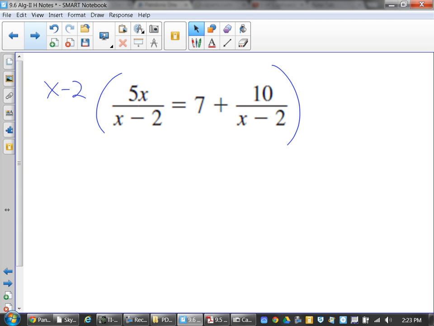So first fraction, it has an x minus 2, so do I have to do anything? No, so I have 5x. Second fraction, it needs it, doesn't it? So it's 7 times the quantity x minus 2. So basically those cancel out. We're simplifying it instead of writing it down.